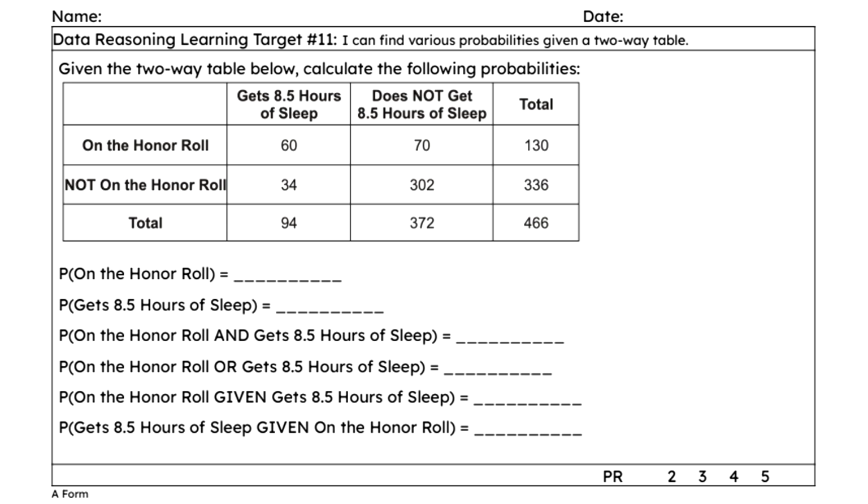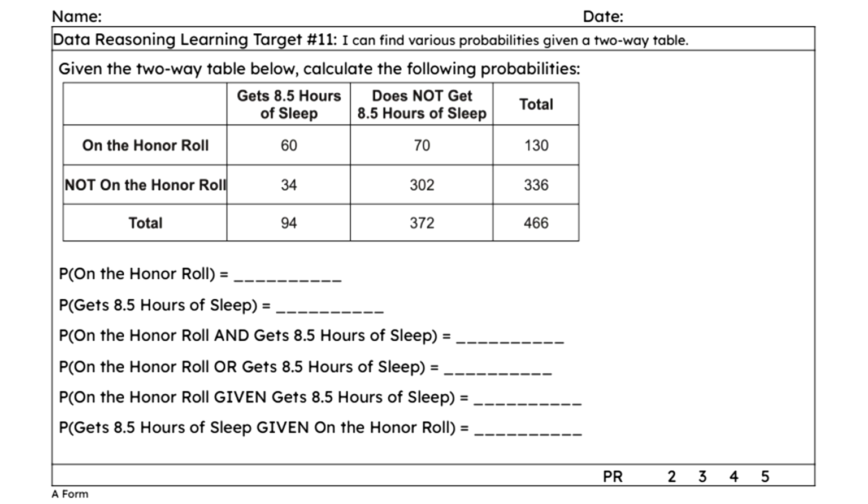And in here, we are looking at whether or not someone is on the honor roll, and I believe that's for grade performance in school, and how much sleep you get, if you get 8.5 hours of sleep or you do not get 8.5 hours of sleep. So we're looking for if there's a connection between those two. So let's find some probabilities.